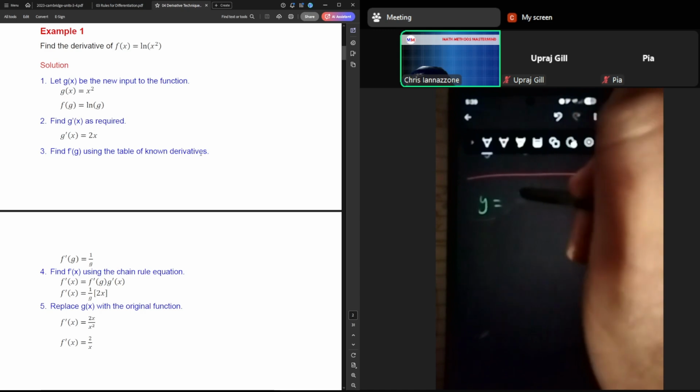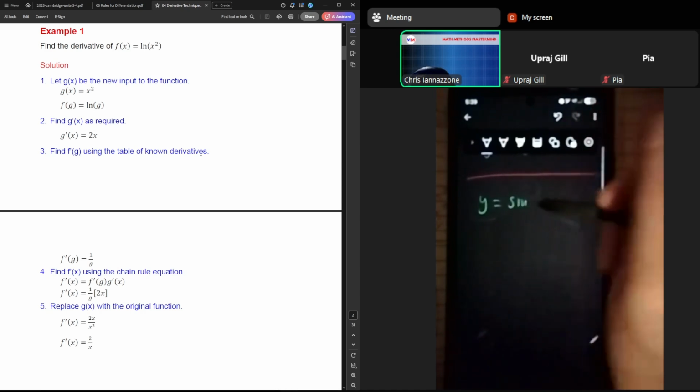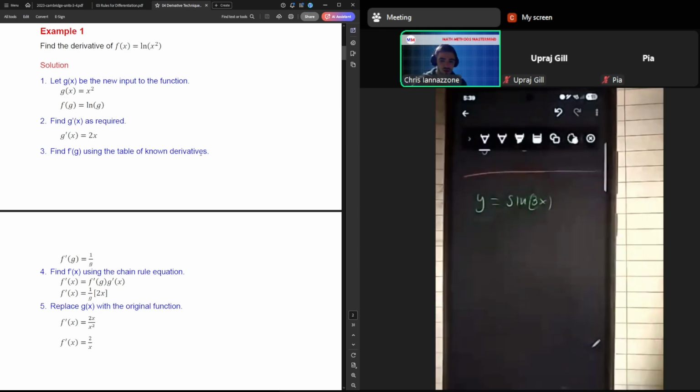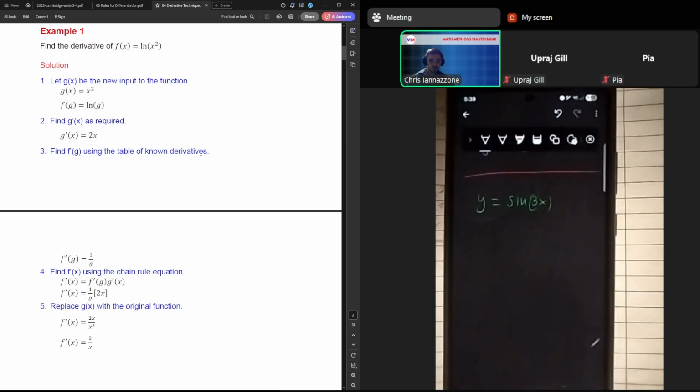So we'll say, what's a good one? We'll have sine of 3x there. We want to find the derivative of sine 3x. So first things first, do we need to use chain rule? And if so, why?